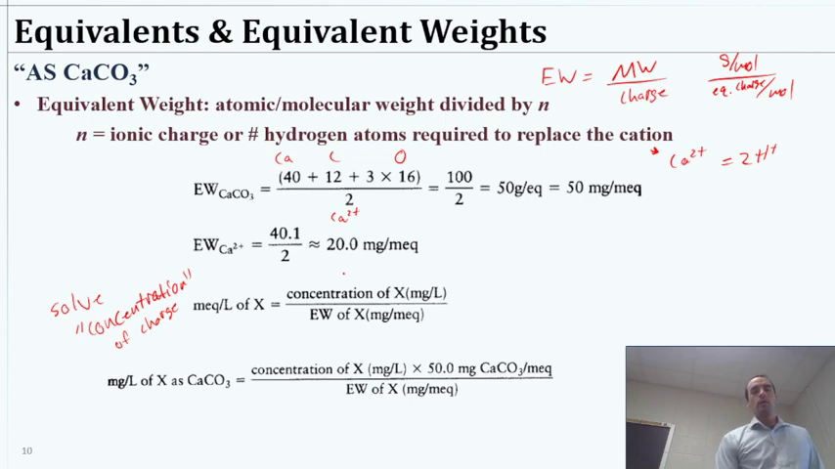Normally we take the concentration in milligrams per liter and divide it by the molecular weight to get the moles per liter. And we could do that with millimoles per liter, with milligrams and all that. Here we're going to say concentration of X in milligrams per liter divided by the equivalent weight of X. If we take the units here, this is milligrams per liter divided by milligrams per milliequivalent. That's going to give us milliequivalents per liter.